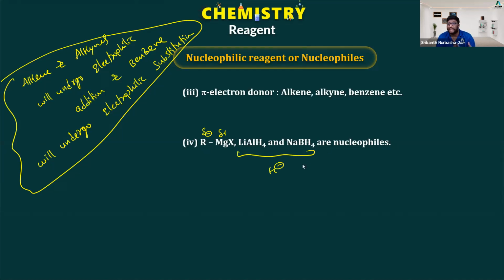So nucleophiles are negatively charged species, or species which contain a lone pair of electrons with complete octet, or pi electron donors like alkene, alkyne, benzene, or organometallics like RMgX, LiAlH4 and NaBH4, which are reducing agents. These are all species that can behave as nucleophiles. This is a broad introduction.